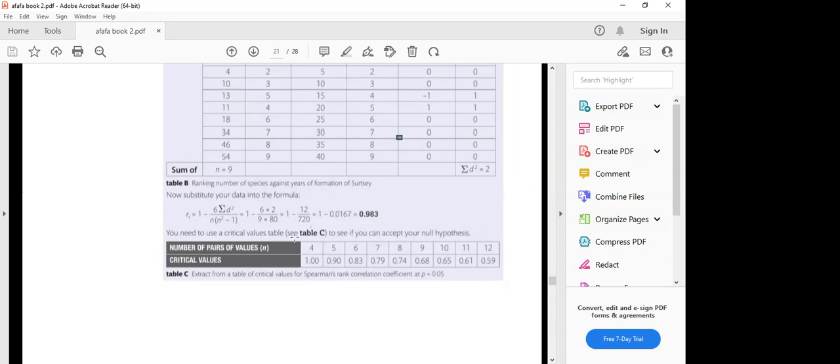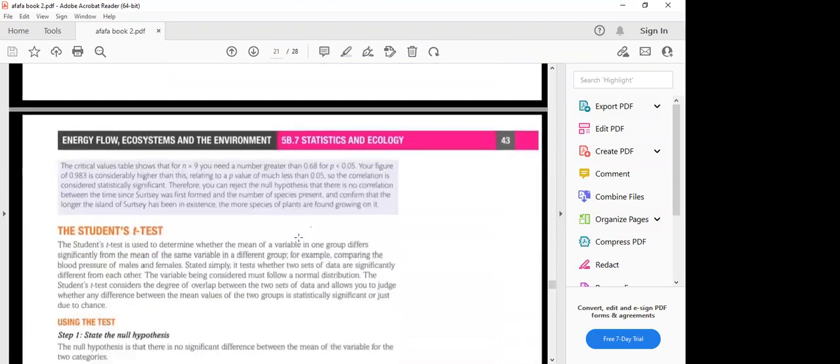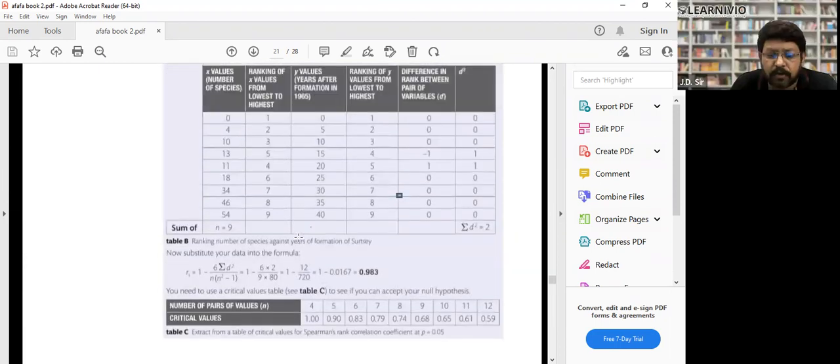So what's the point of the last table, table C? This table will be given. This is the standard table actually. You need not make this table. You will get this table in the question. What are critical values? Critical value is what is called the standard value. It means what the standard should be at a particular rank, what the critical value should be, what the passing marks should be. Got it? Okay.